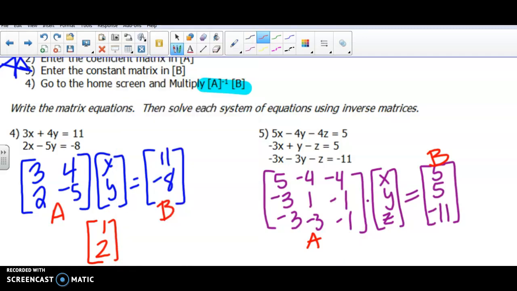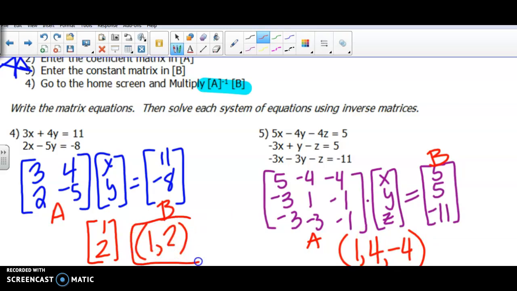So if we write it the way we're supposed to, we should technically write it as like an XY combination. So like on the last example, it would really be best if we wrote it as 1, 2. And on this one, it would be best if we wrote it as 1, 4, negative 4.